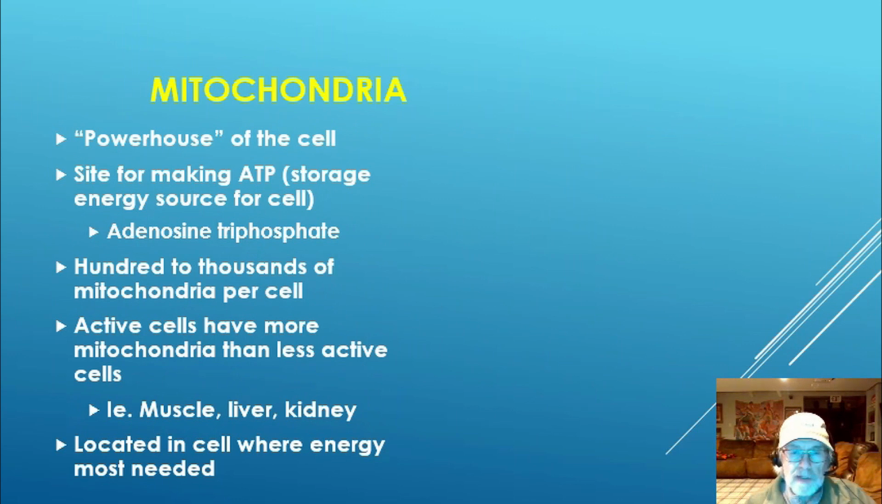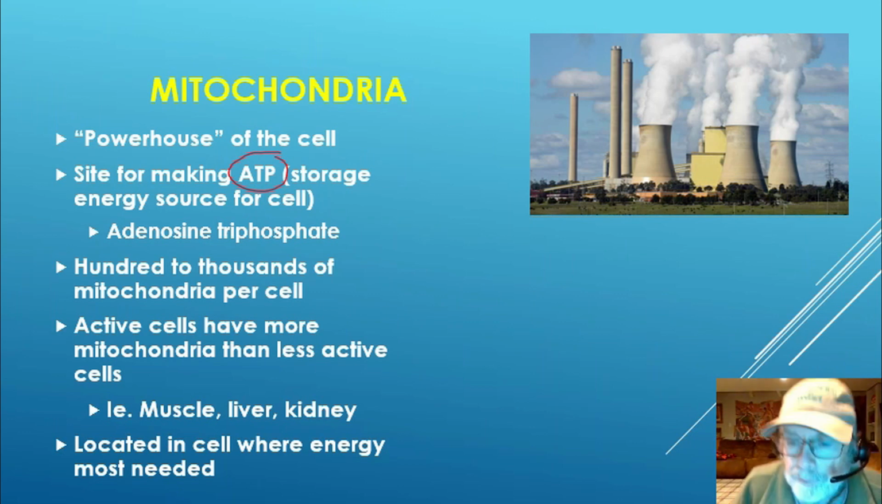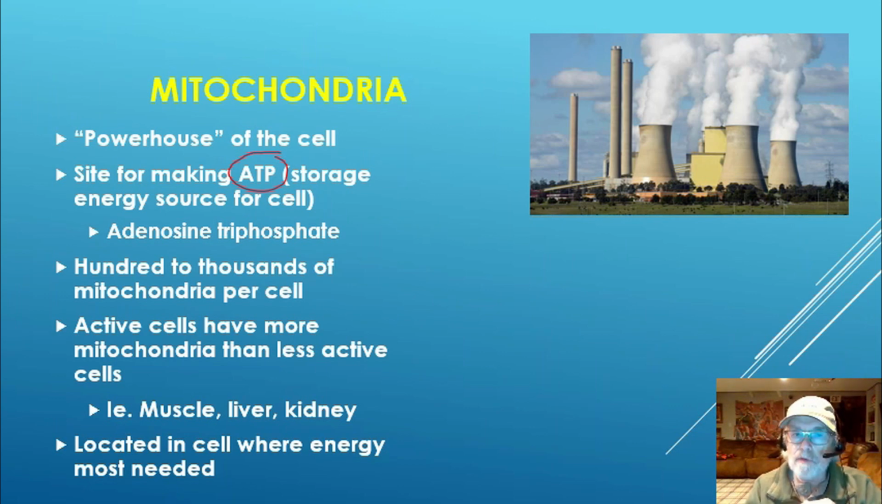Mitochondria, like I mentioned before, are the powerhouse of the cell. They make the energy the cell needs to run its daily functions. It's the site of making what we call ATP. ATP stands for adenosine triphosphate. This molecule has three phosphates attached to it, and these are called high energy bonds. When ATP needs to release energy, one of those phosphate bonds is released, which causes a release of energy to the outside.